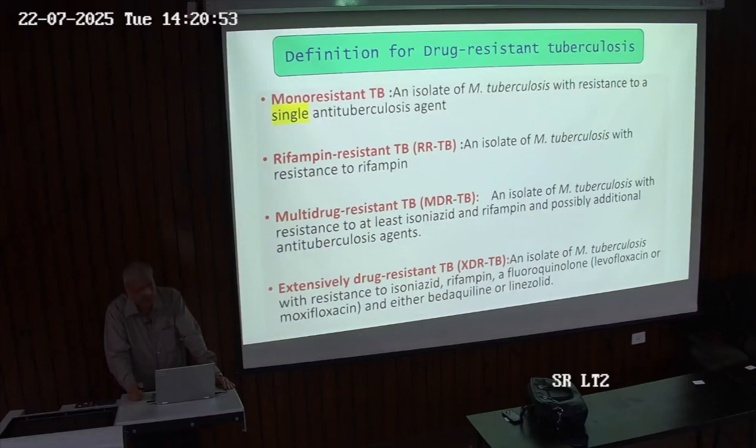Then there is another term known as XDR TB, extensively drug-resistant TB, an isolate of Mycobacterium tuberculosis with resistance to isoniazid, rifampicin and a fluoroquinolone. These are the newer drugs which are second-line therapy, and then of course there are other second-line agents like linezolid and bedaquiline. But XDR is also becoming commoner these days, and it leads to an increase in mortality and difficult-to-treat infections.